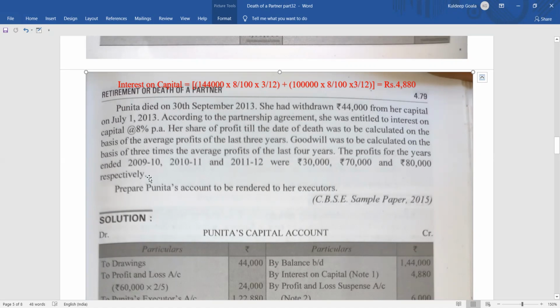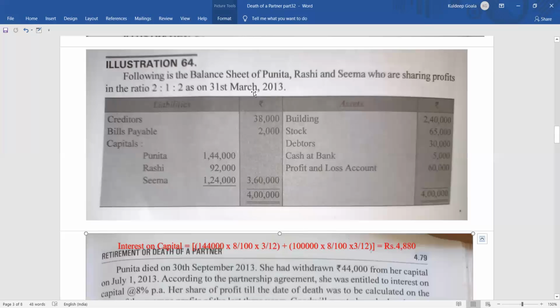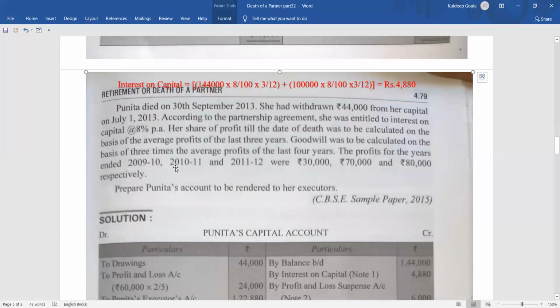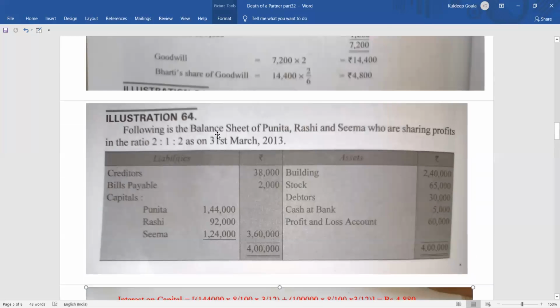The profit for the years was like this: 2009-10, 10-11, 11-12, it is given as 30,000, 70,000 and 80,000, right? So 3 years respectively it has been given here. And we can see that our year ending is 31st March 2013. So 9-10, 10-11, 11-12 are given, as well as 12-13, because our year ending is 2013. Where is the profit given for 12-13? Here in the balance sheet, asset side, 60,000. In your test also I give such a sum. So try to understand that the profit is lying here.